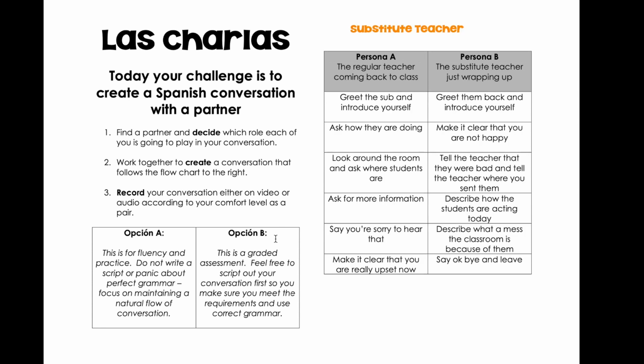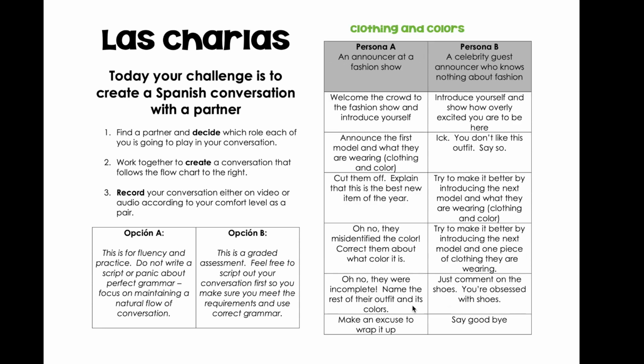Here's another example, a substitute teacher one. Actually, all the examples today are from level 1. This one is a regular teacher coming back to class and the substitute teacher is just leaving, but the students aren't there because something happened. And so the regular teacher has to ask where the students are. The sub has to say that they were bad and where they sent them, get more information, describe some drama.